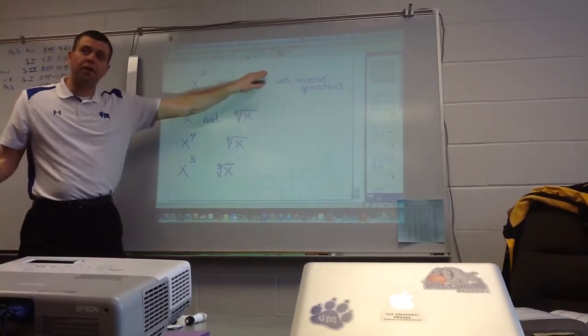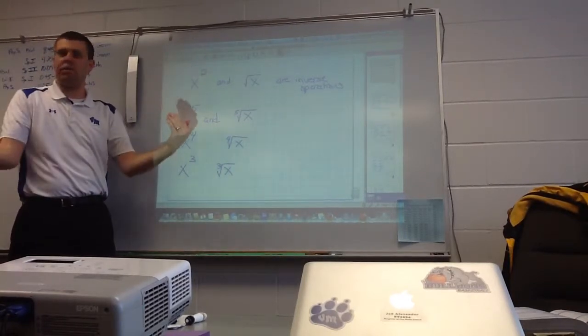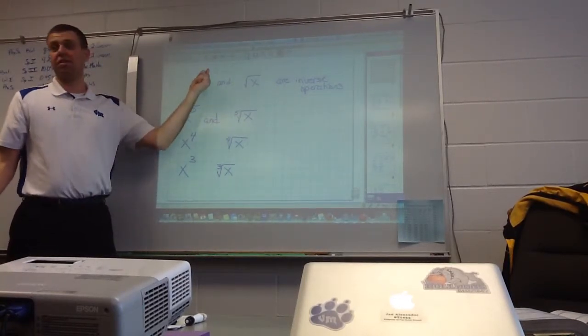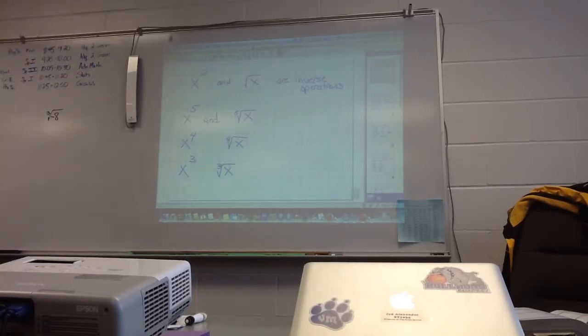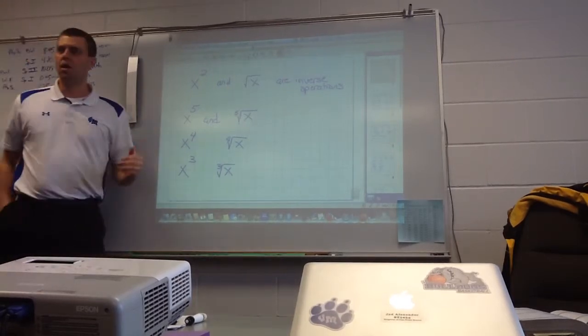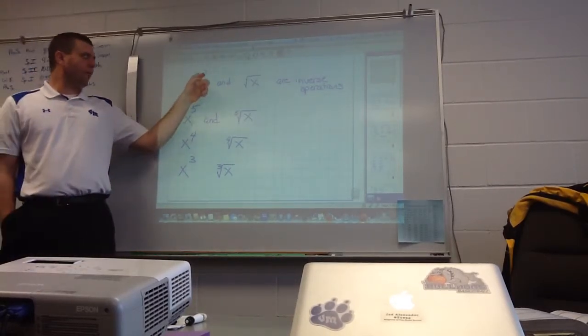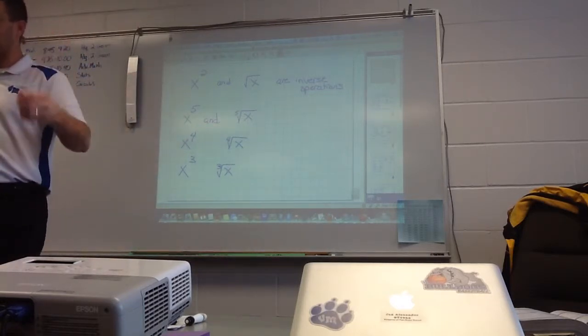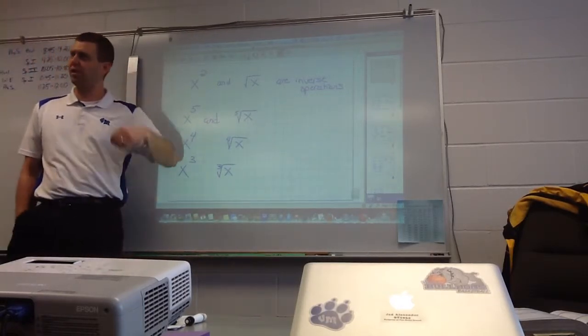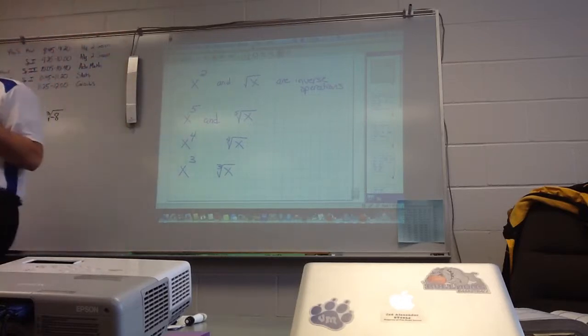A square root is the exact inverse operation of x squared. Squared, square root. They're inverse operations of one another. They undo one another. Well, we know that squared is not the only power that we see on the variable x. We'll see x cubed, x to the 4th, x to the 5th, x to the 9th, x to the 11th. Well, how do you undo those then?